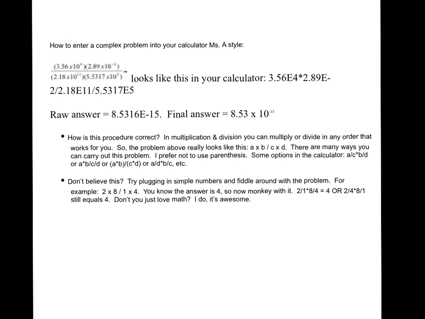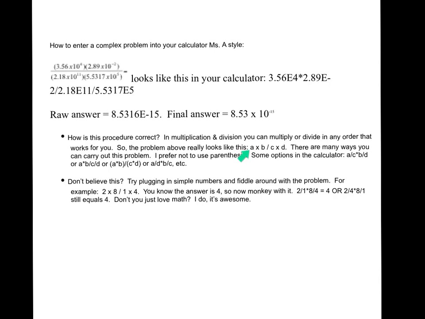In fact, when I enter this into my calculator, I do the 3.56 E4 times the 2.89 E minus 2, and then I hit divided by 2.18 E11 because that's on the bottom, and then I hit divide again because that next number is still on the bottom because I'm not using parentheses, 5.5317 E5. Now I don't use parentheses because I find if you don't use them properly, you'll get a wrong number. So your raw answer is 8.5316 E minus 5. Your final answer can have only, it looks like, 3 sig figs in it, so 8.53 times 10 to the minus 5th.